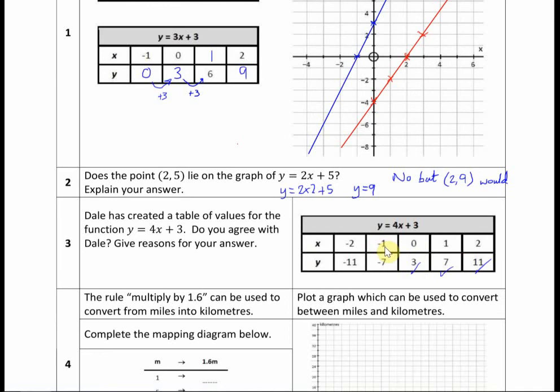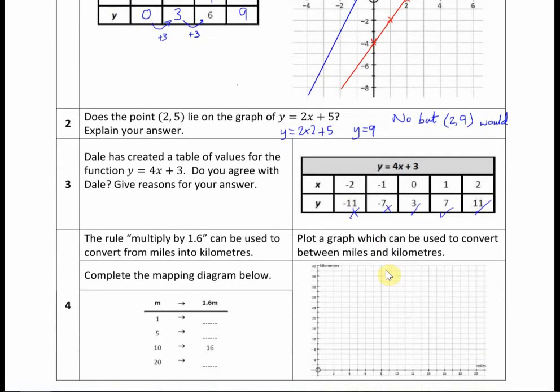4 lots of negative 1 would be negative 4, plus 3 though would be negative 1. So this is where he's gone wrong. He's taken away 3. 4 lots of negative 2 would be negative 8, plus 3 should be negative 5. Again, he's taken away another 3. So he clearly has an issue with negatives.